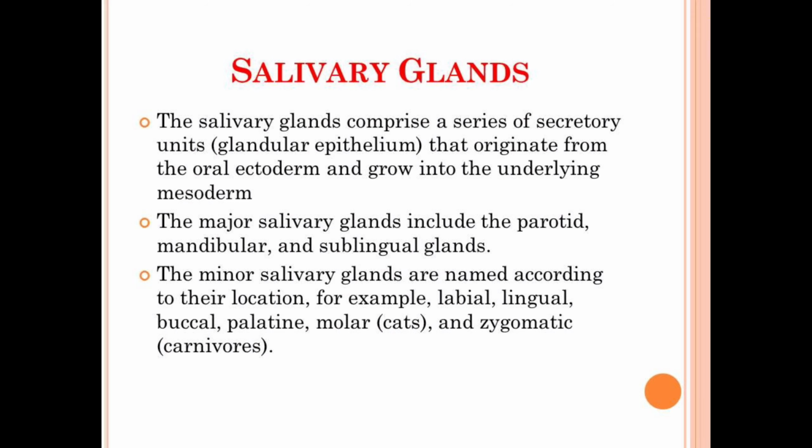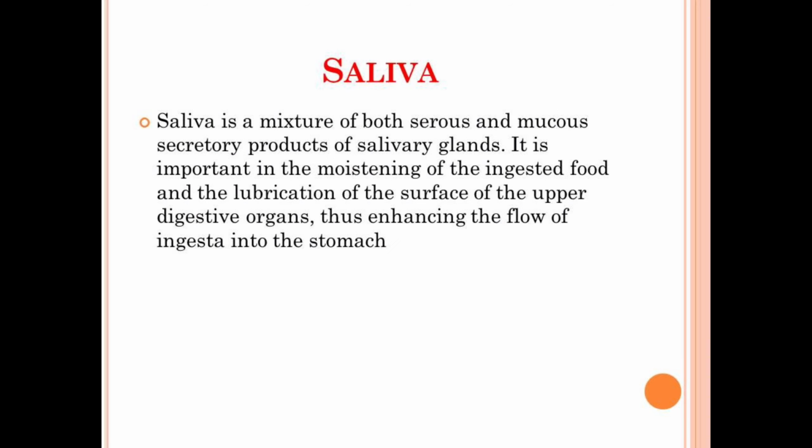So you have to memorize that their origination is from the oral ectoderm and they are lined with glandular epithelium that helps them to secrete different substances. Now moving on, one of the important secretions of the salivary gland is saliva. It is basically a mixture of both serous and mucus secretory products.